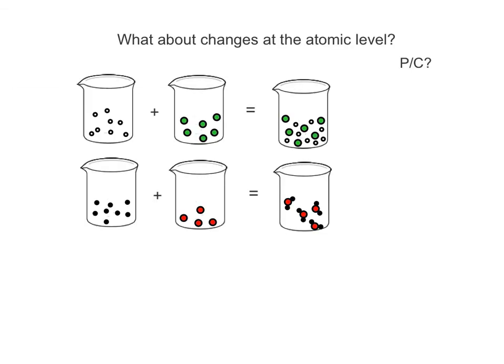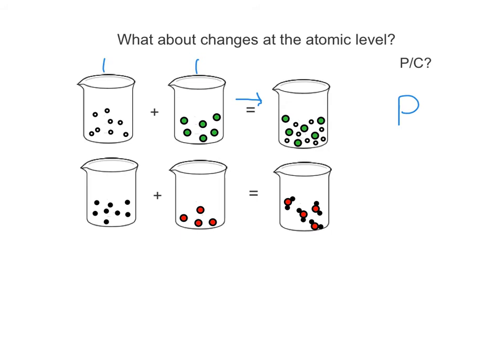So next, we are looking at the atomic level, and we have to decide whether these are physical or chemical changes based on what we see. In this first example, I've got one beaker that contains little white dots, and a second beaker that contains bigger green dots, and when they get put together, I have now a beaker that contains green dots and white dots. So those things did not come together, they did not bond. I still just have a mixture of the 2 different types of dots, so this is a physical thing. Nothing new was formed, I just now have those 2 things mixed together.